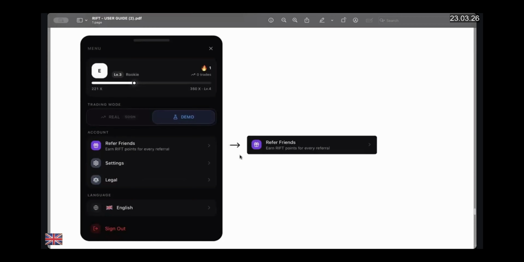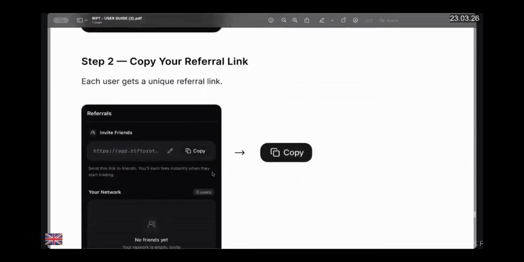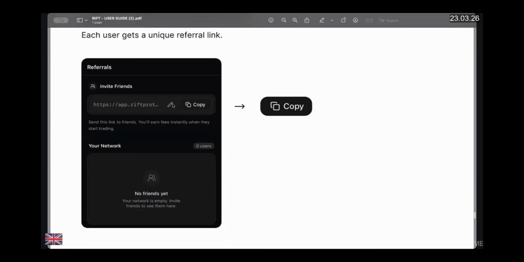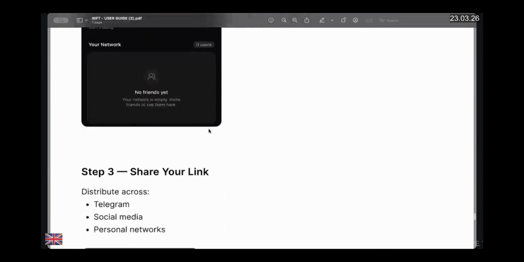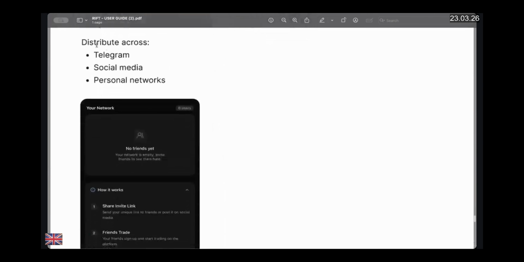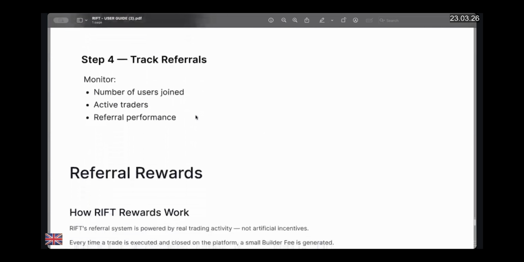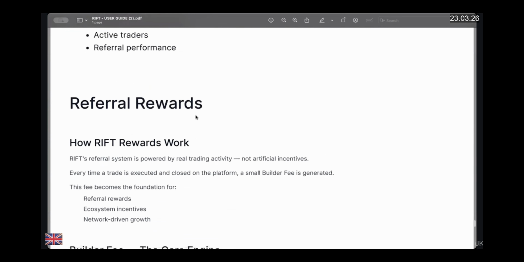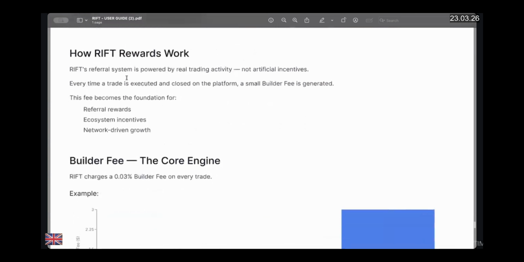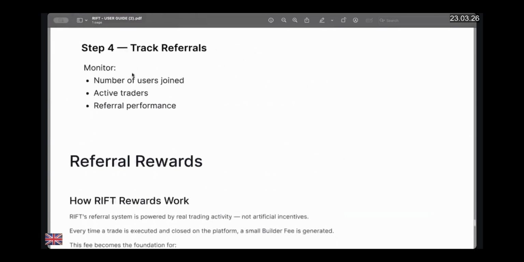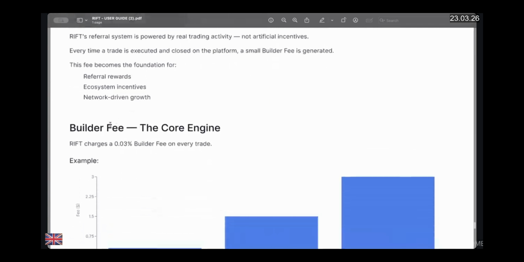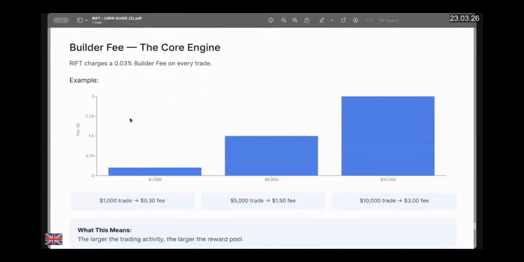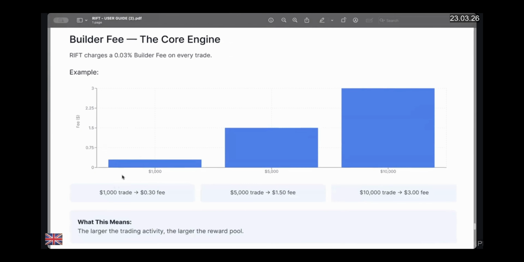You click on refer your friends, then you get a referral link, and you copy it. You can create your own referral link with your own personal name or username, whatever you wish. And then you share your referral link across social media or personal networks. Once they join, you can track them and manage your referred users on Rift itself. And how do you manage the referral rewards? You see it with your level 1, 2, and 3.